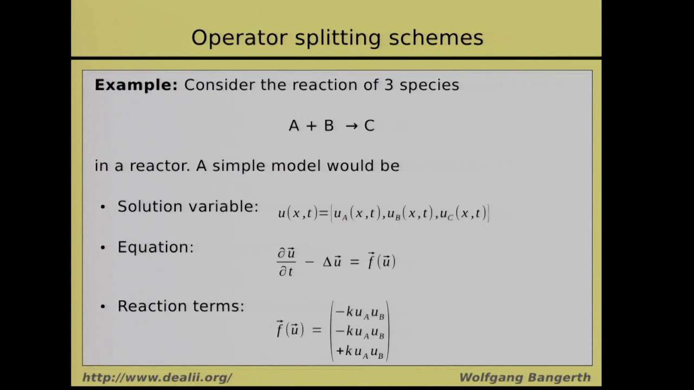So let's say, for example, I had an equation that models the reaction of 3 species. So I have species A and species B, let's say hydrogen and oxygen, and they react to water. Okay? So my solution, that should be a vector, consists of UA, UB, and UC, and the equations that I can write down is that the rate of change equals, well, the rate of change of this reaction, okay? And then they also diffuse.